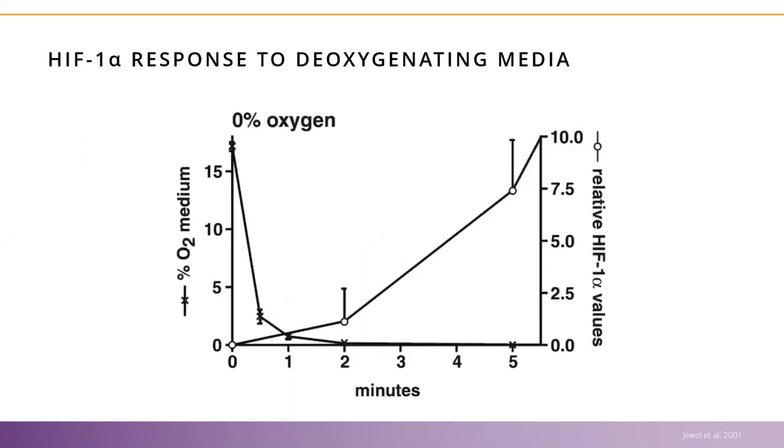How quick is that? Because I said the air in the incubator was switched. Well, the cells were put in an incubator with an anoxic environment. But in the cell media, you see that very quickly the amount of oxygen on the left y-axis rapidly decreases in almost less than a minute. And you see that in 5 minutes, the relative HIF1 alpha amount, the stabilization of it, increases 7.5 to 10-fold.